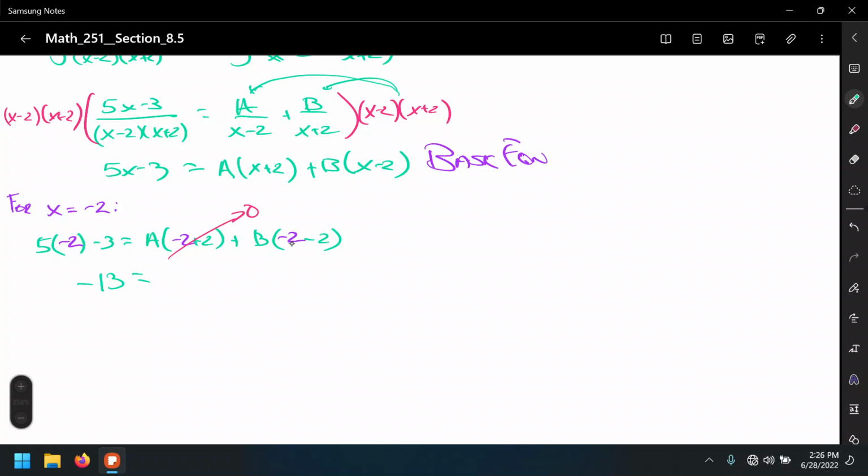Equals negative 2 minus 2. Also be careful with the negative signs. We add the two numbers. That's a negative 4a. And a equals 13/4. Alright.